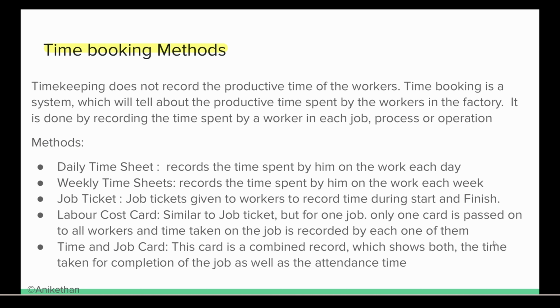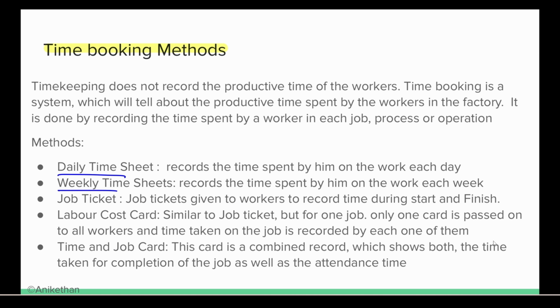What are the different methods? Daily timesheets, weekly timesheets. These are all manual processes where an employee will sign on a timesheet saying I worked for 3 hours on a particular job, or I worked 24 hours this week on a particular job. So that is your timesheets.